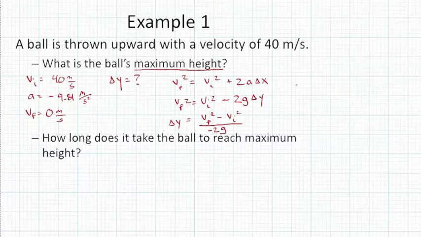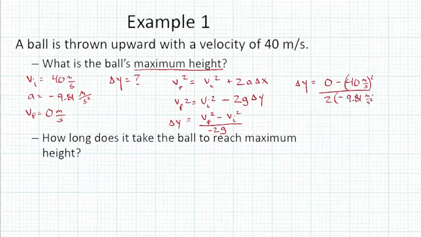So let's write this all out here. Delta y, our maximum displacement of our ball being thrown upwards. What's our final velocity? Well, that's easy. That's 0. So that's squared. So 0 squared is 0. Minus our initial velocity squared. That's 40 meters per second squared over 2 times, or you could put negative 2 times 9.8, or I'm going to put 2 times negative 9.81 meters per second squared.